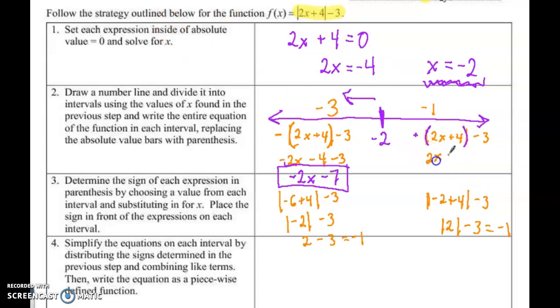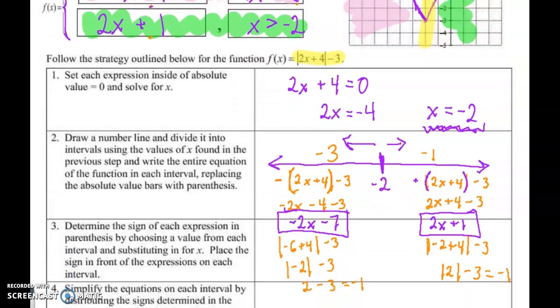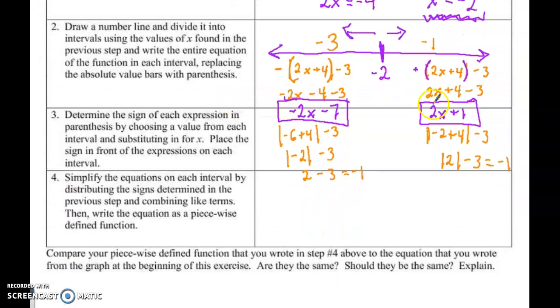So we're looking at just 2x plus 4 minus 3, and when we simplify that, we get 2x plus 1. Where have we seen that equation before? That's the bottom half, and you can see that my constraint was still true: values to the right of x equals negative 2. So once we simplify, we can rewrite the function as a piecewise, where for values to the left of negative 2 we write negative 2x minus 7, and for values to the right of negative 2 we write 2x plus 1.